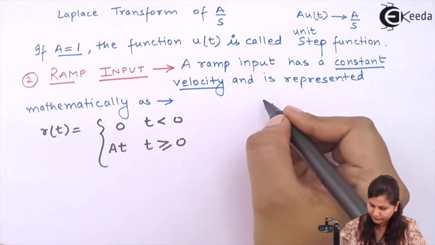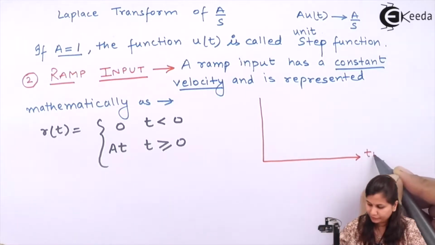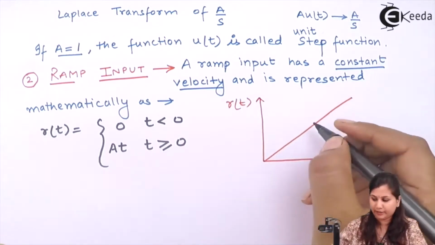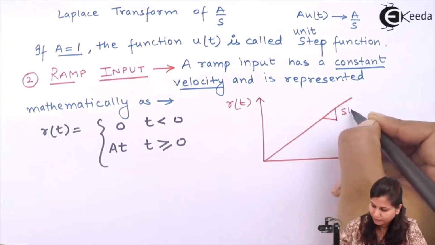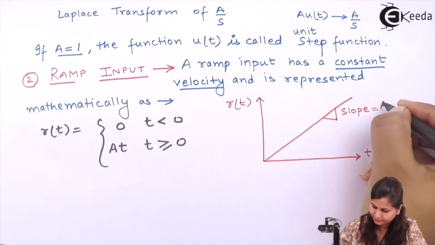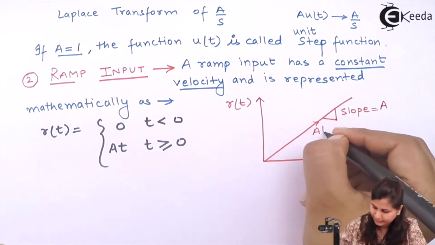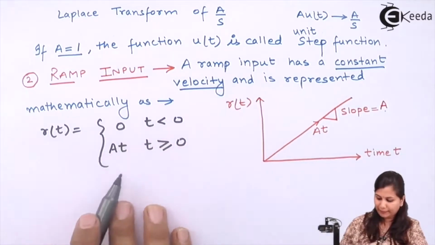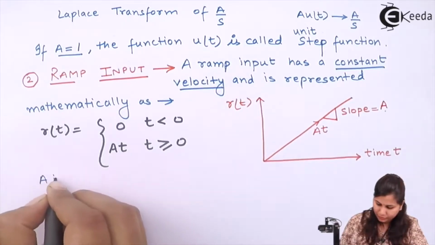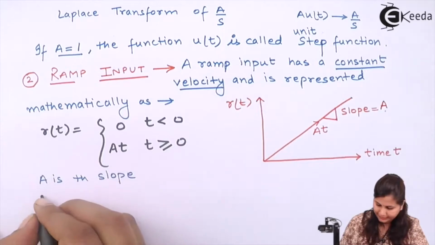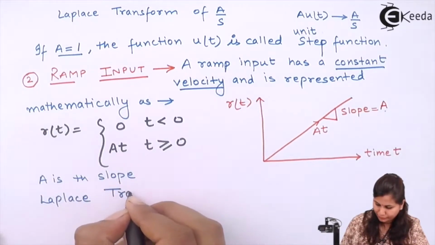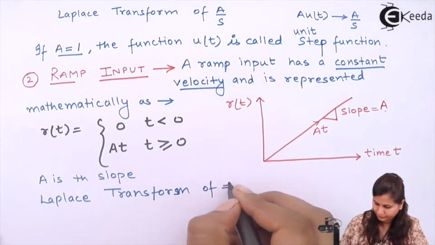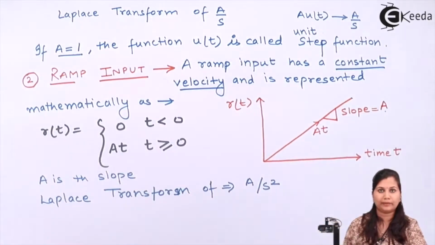If we draw the graph for it, here we have the time t and the signal r(t), and it is a straight line. This straight line has a constant slope, that is A, and the signal is A t, the slope multiplied with the time. This is how we mathematically define the ramp input. Here A is the slope, and the Laplace transform of the ramp input is A by s square.